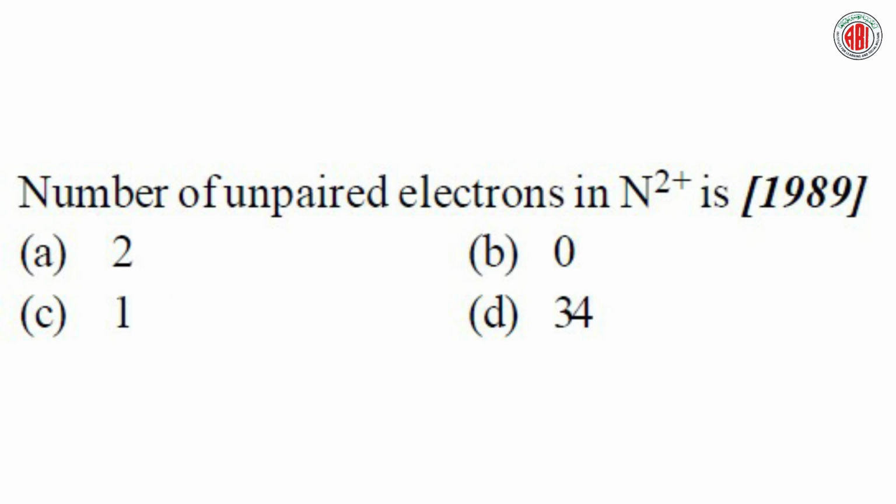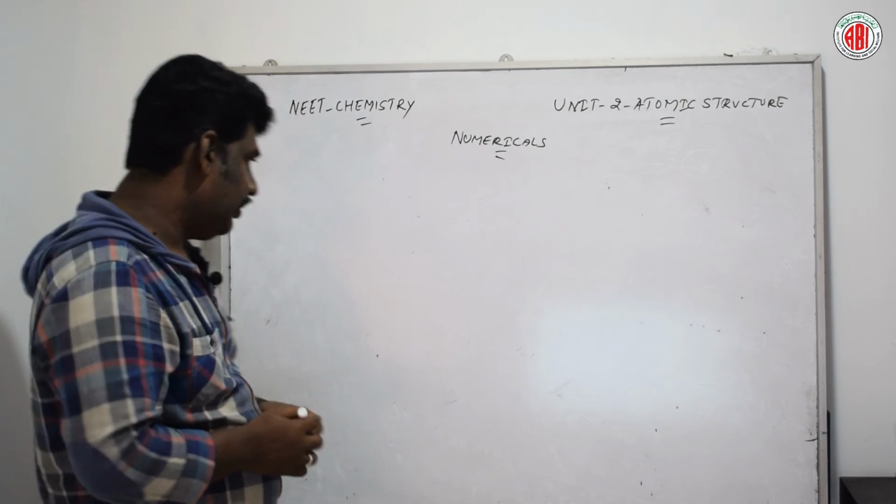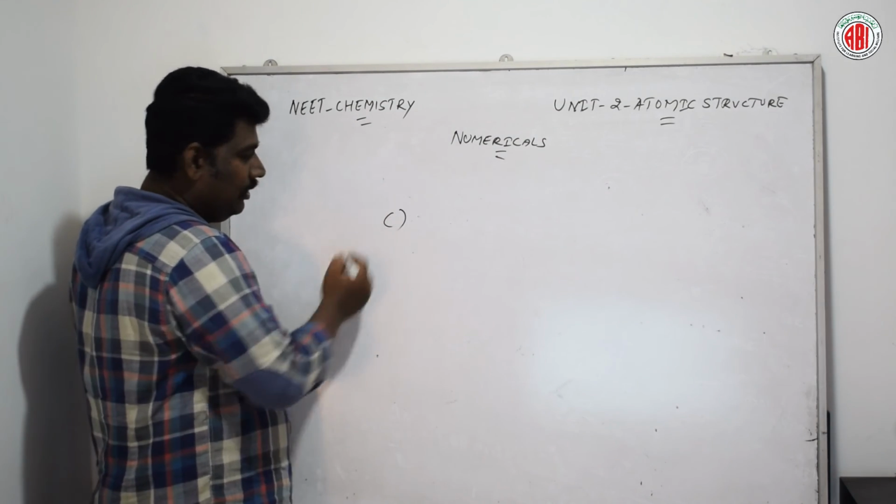Look at this question, guys. Number of unpaired electrons present in N2+, here are 4 different options given. Let us see the right answer. So according to this question, you see option C is the right answer.